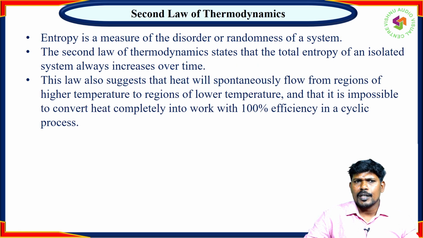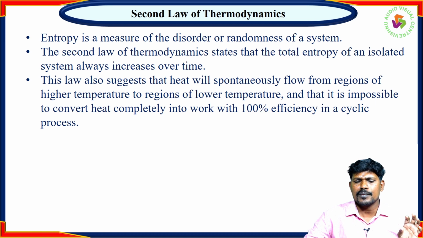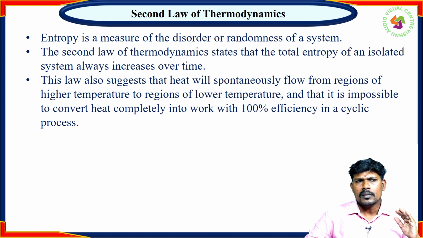Next, the second law of thermodynamics. The second law is developed based on one entity, that is entropy. What is the meaning of entropy? It is a measure of disorder and randomness of the system. So the second law of thermodynamics says this randomness and disorder of an isolated system continuously increases with the progression of time. And not only that, the second law is also based on two postulates.